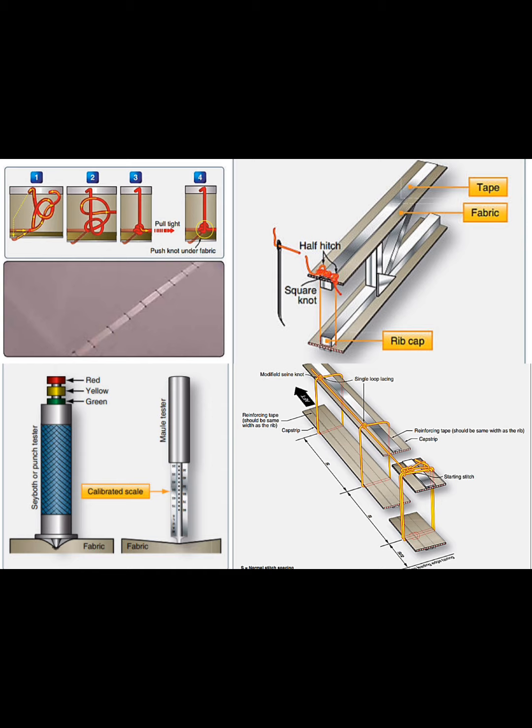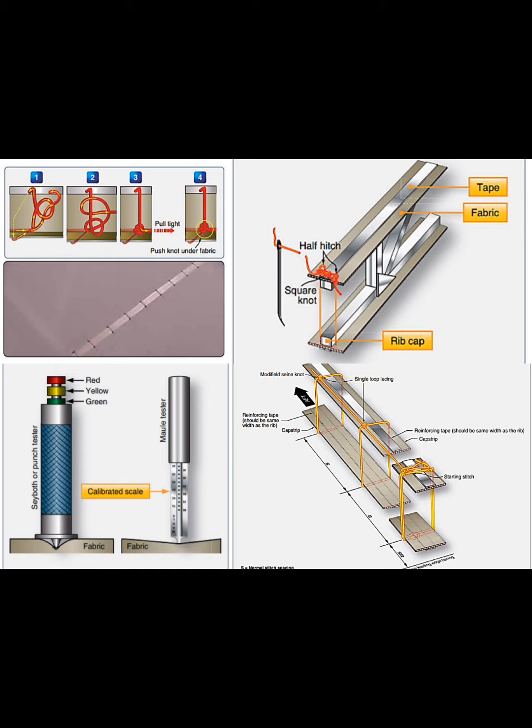If the original rib stitch spacing cannot be determined when recovering an aircraft, where can you find the rib stitch spacing that should be used? See AC 43.13-1B. What is the standard tie-off knot used during rib stitching? Modified seine knot.